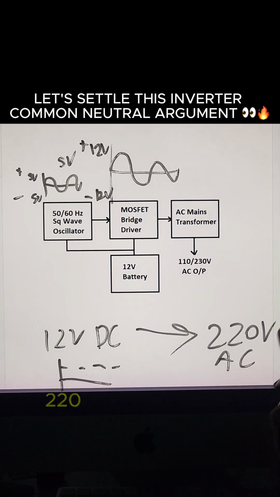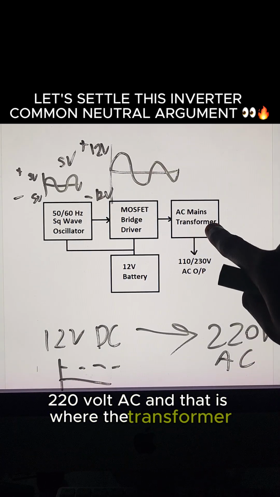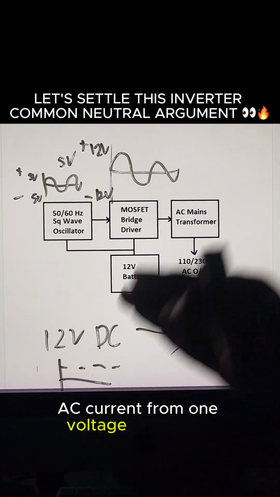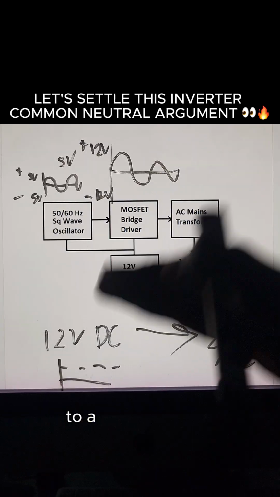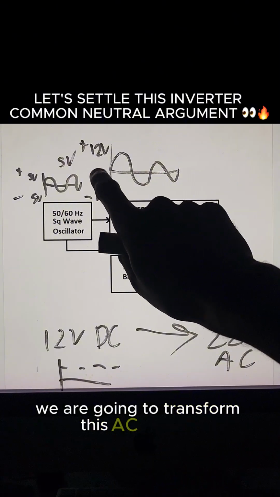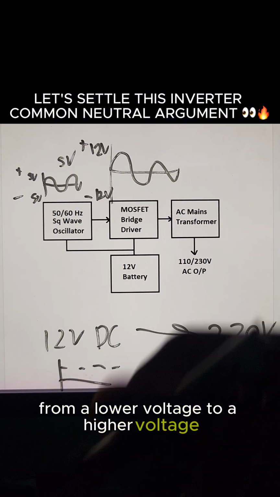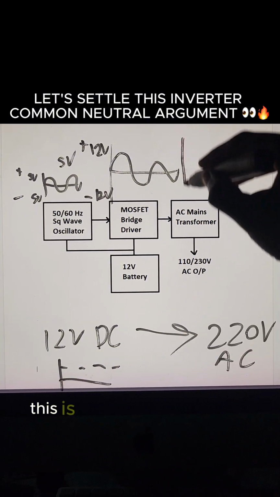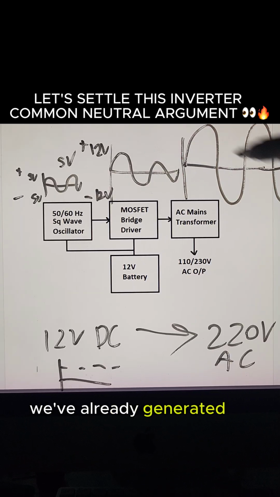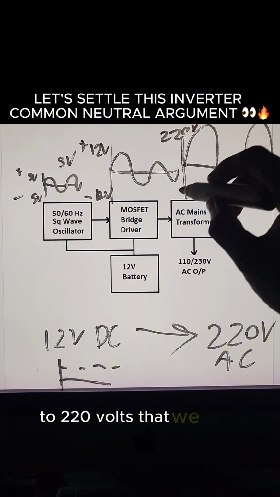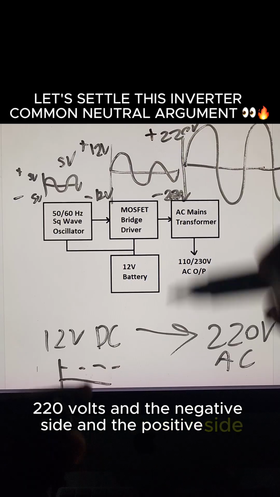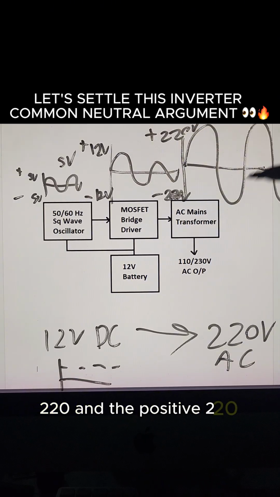We are looking for 220 volts AC, and that is where the transformer comes in. A transformer transforms AC current from one voltage to another. It could either be from a lower voltage to a higher voltage or a higher voltage to a lower voltage. And in this case, we want to transform this AC voltage from a lower voltage to a higher voltage. So in this transformer stage, this is where we now amplify this AC signal we've already generated to the 220 volts that we want. So this will be 220 volts on the negative side and the positive side. So this will be the negative 220 and the positive 220, the AC signal.